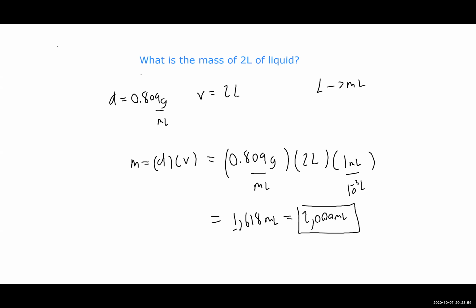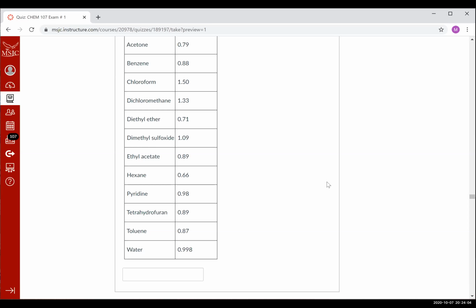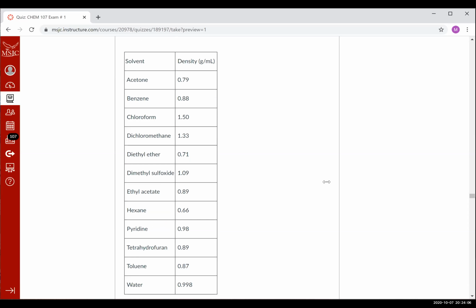So looking at the next part. Given the following table, we're asked to identify the unknown liquid. Given that our density is equal to 0.809 gram per mil, which sample has the closest density? Which sample is the closest match to 0.8?